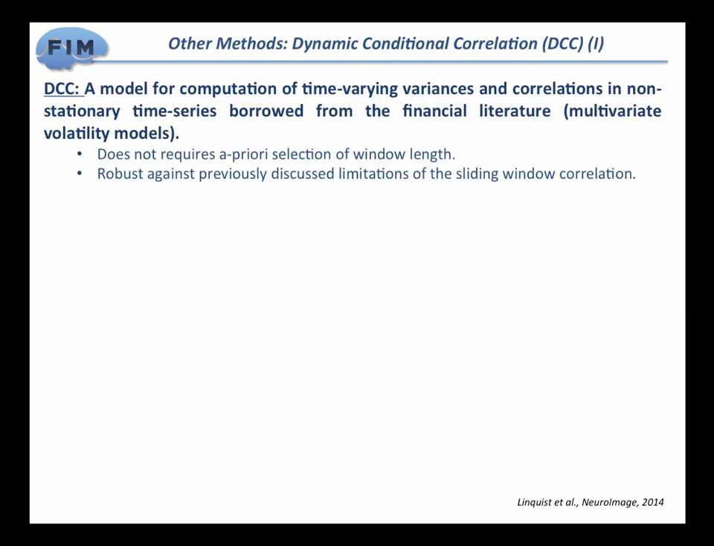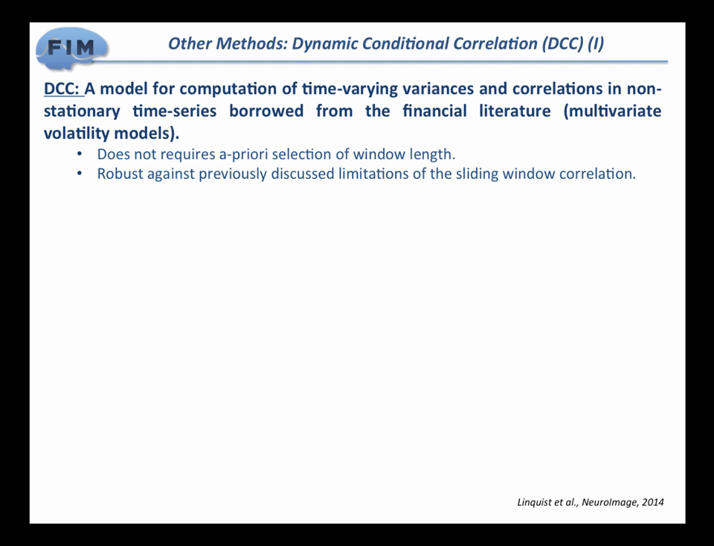There are other metrics to do this type of analysis. Sliding window correlation is not the only one. That's why we spent some time understanding whether it's the best one or not, because there are other options. Here again is just one example. This is called dynamic conditional correlation. This is something that has been borrowed from the financial literature. If you want to learn a little bit more, I would recommend you read that paper.